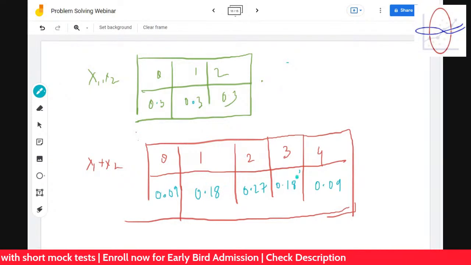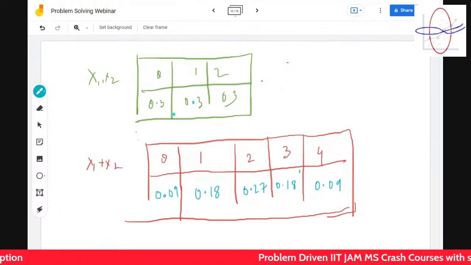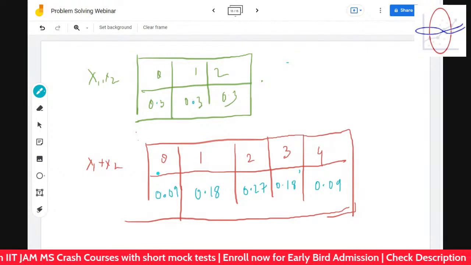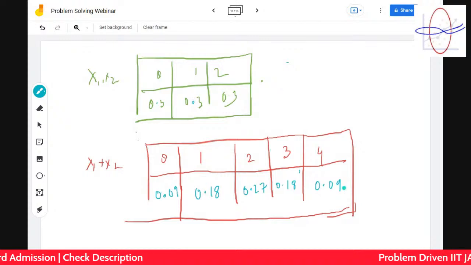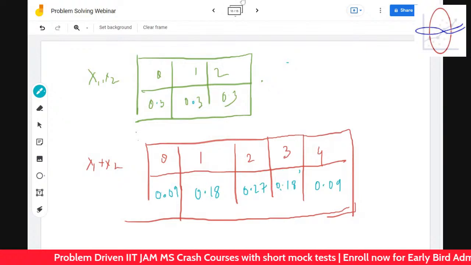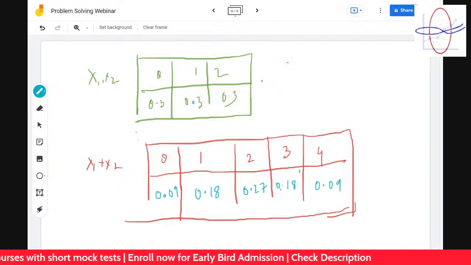I'm just worried that this sum is not coming out to be that thing. So something is wrong. 2 is 1 plus 1, 0 plus 0.3, 0.27. Something is wrong. 4 is 0.09. I missed something maybe. Am I missing something, guys? Is the sum 1? No, its sum is not 1. Sum is 0.81. Did I miss anything, guys?